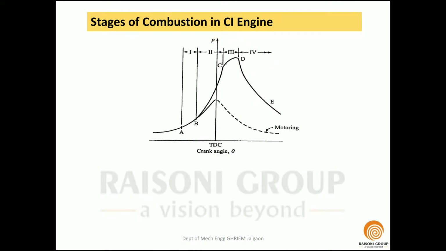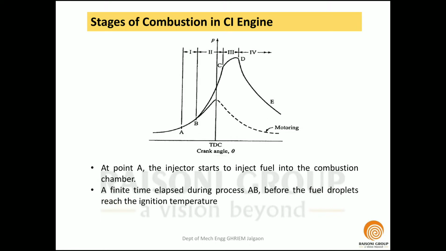The combustion process which continually takes place in an operating diesel engine is basically represented by a pressure crank angle diagram, which is also called the P theta diagram, as shown in this figure. At point A, the injector starts to inject fuel into the combustion chamber. A finite time elapses during the process AB before the fuel droplets reach the ignition temperature. When this happens, most of the fuel injected during the first stage ignites spontaneously, causing an abrupt change in the pressure rise at point B.